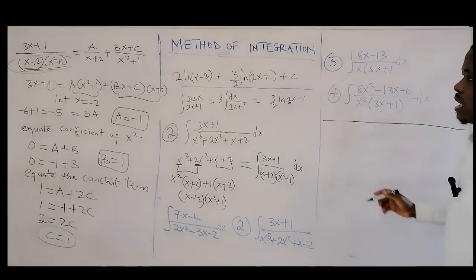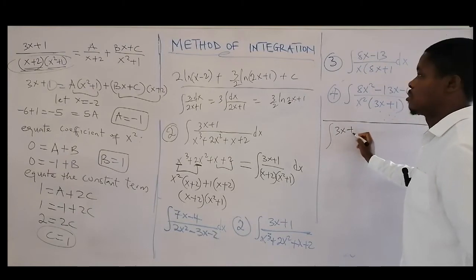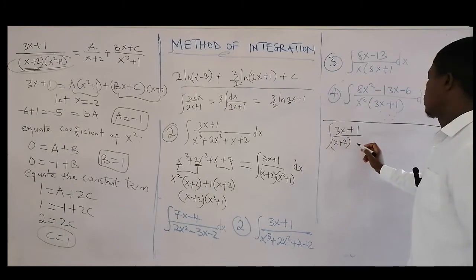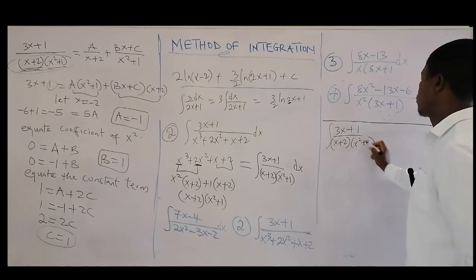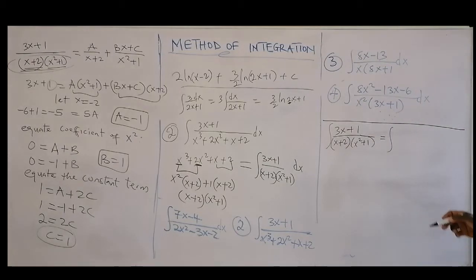Then the next thing to do is to plug in. So the integral of (3x plus 1) over (x plus 2)(x squared plus 1) is equal to the integral of, my A is minus 1, so minus 1 over x plus 2, then plus B is 1, and C is also 1, so plus 1, all over x squared plus 1.